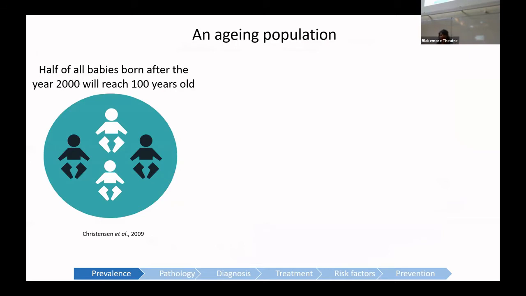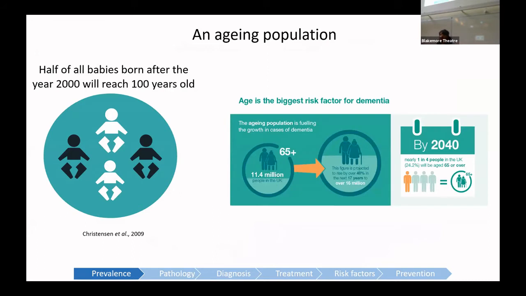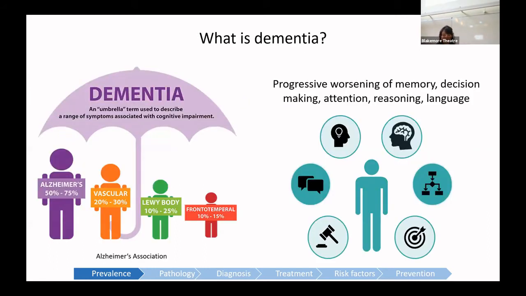I want to start out with one of my favorite statistics about the aging population. It's predicted that half of all babies born after the year 2000 in Western Europe will live to celebrate their 100th birthday. And this is really exciting, but at the same time, we also become more mindful of age-associated illnesses, the most common being dementia. Soon we're going to see more people aged over 65 in our population than under 15. And so we start to think about how dementia prevalence is going to affect the quality of life as we get older.